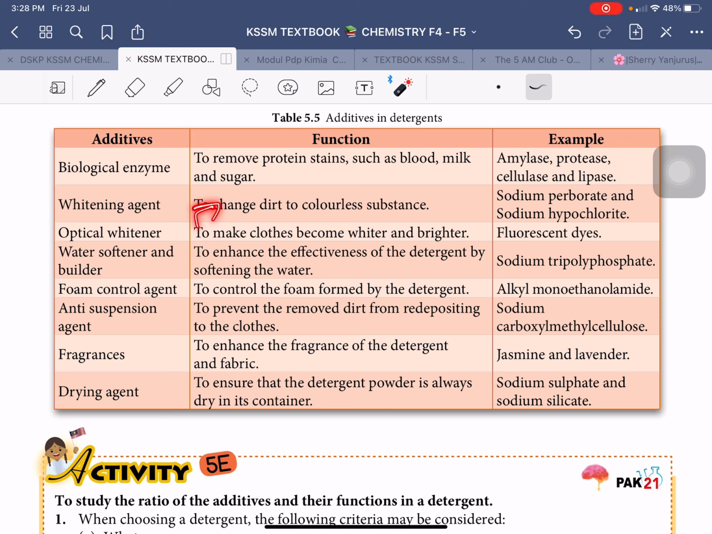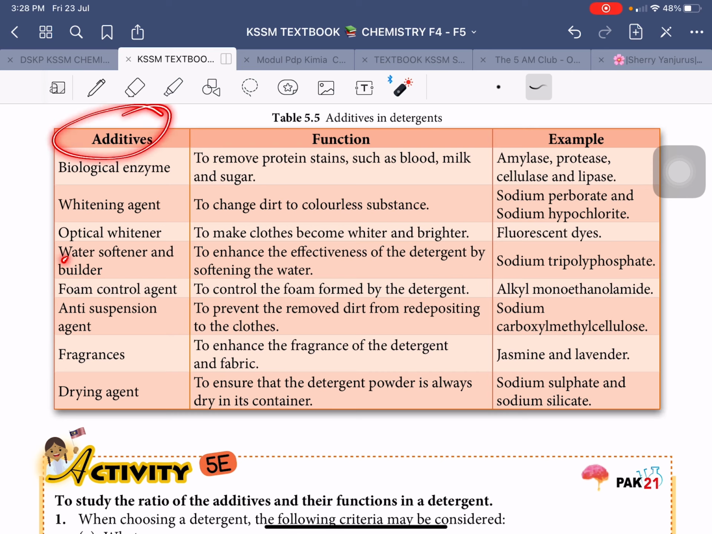Itu dua macam lebih kurang saja kan? Okay. Example, fluorescent dyes. Dyes maksudnya pewarna. Brighter, ada kan yang iklan tu yang dia jemur baju di luar and then the t-shirt like bersinar-sinar di bawah cahaya matahari because of the optical whitener.